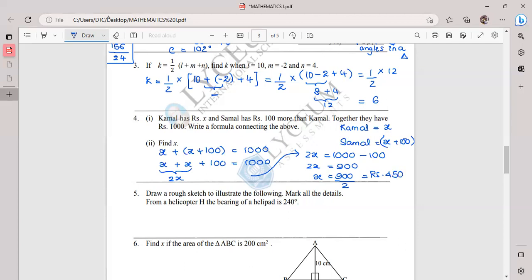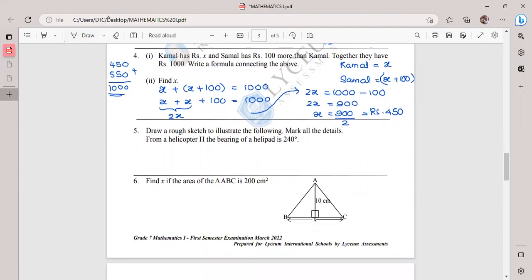The answer is 450 rupees. Right? So if you want to cross check, Kamal has 450, Samal has 100 more than that, that is 550. When you add them together, you get 1,000. So that means my answer is correct. You can cross check whether the answer you got is correct or not. We'll move to question number 5.